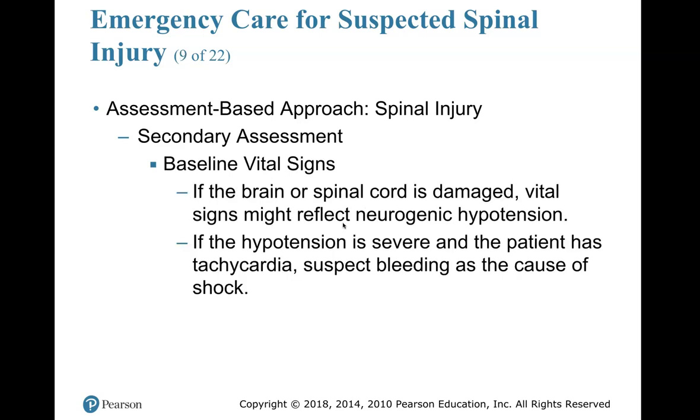All right. After all that, you need to get a baseline set of vitals. If the brain or spinal cord is damaged, vital signs may reflect neurogenic hypotension. We just talked about that. If the hypotension is severe and the patient has tachycardia, suspect bleeding as the cause of shock. Severe hypotension, tachycardia: a low blood pressure, fast heart rate. I shouldn't have to explain to you what those words mean, but I am. Hypotension, low blood pressure, tachycardia, fast heart rate, suspect bleeding as the cause of shock.